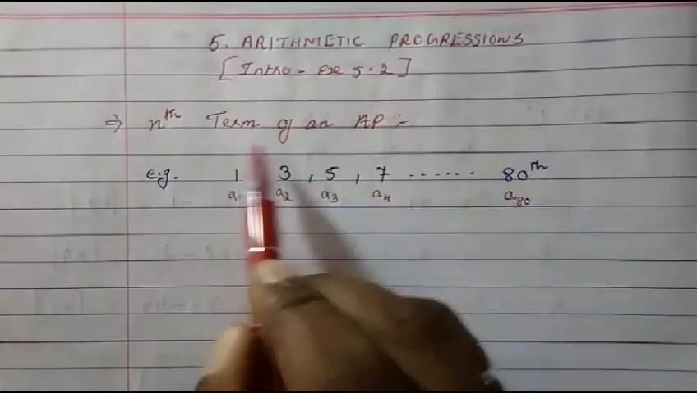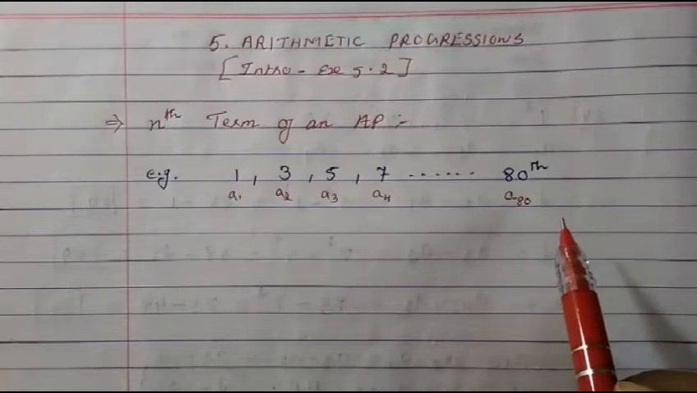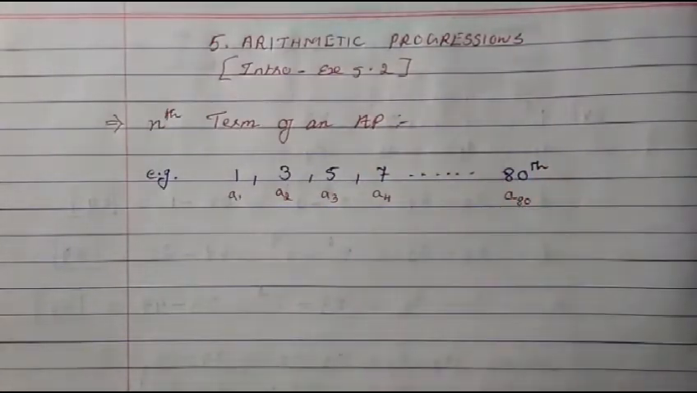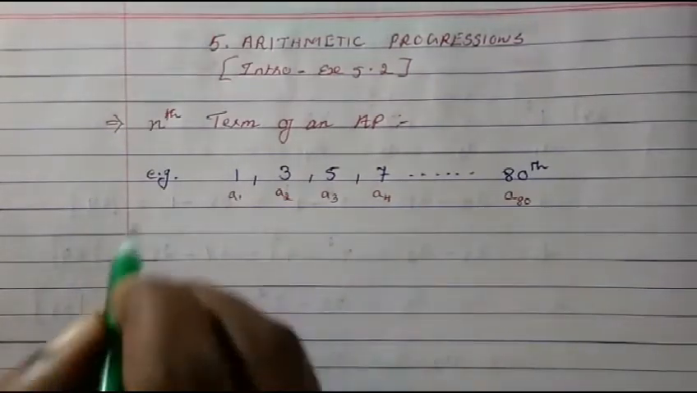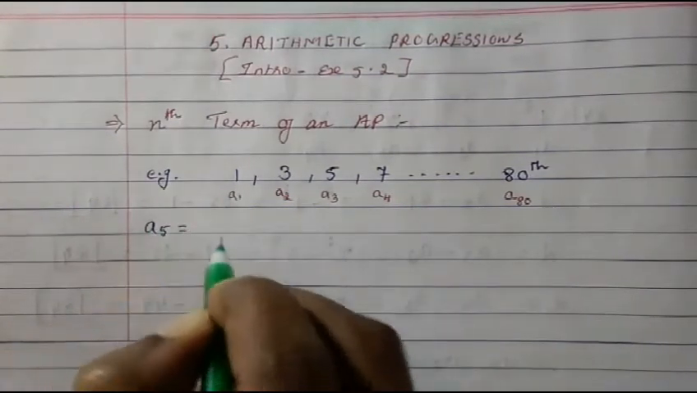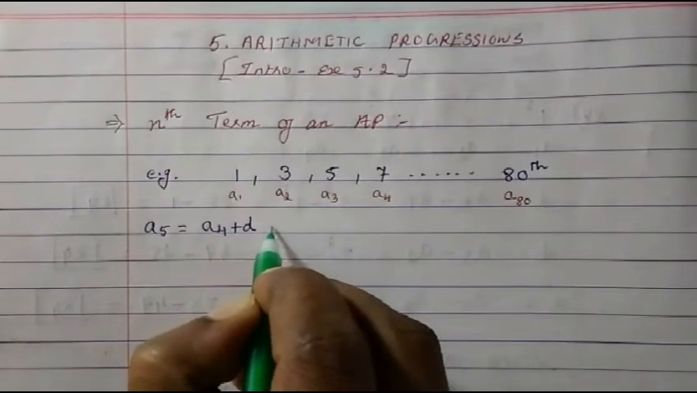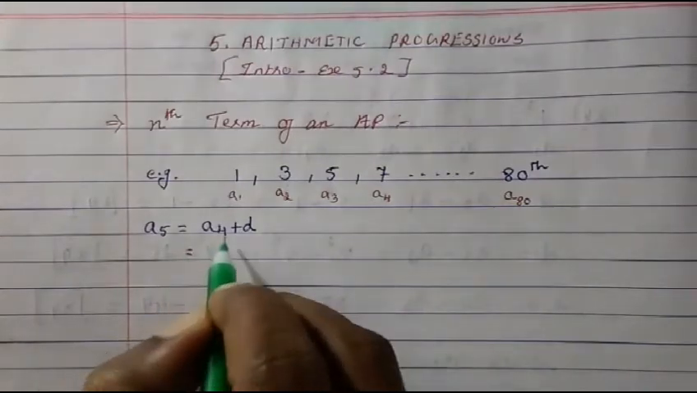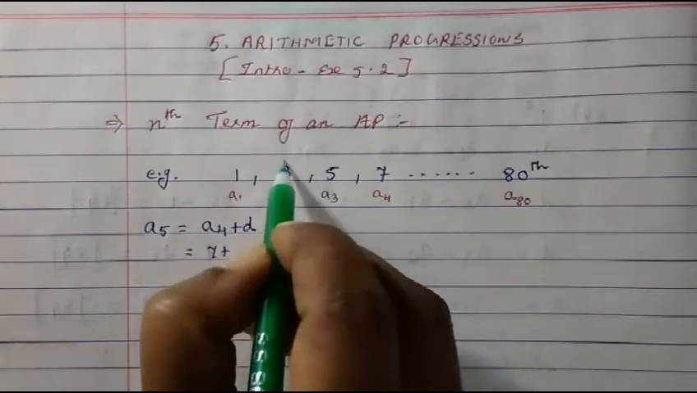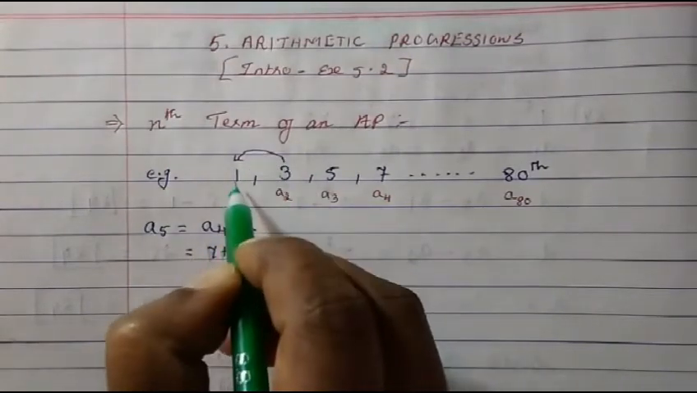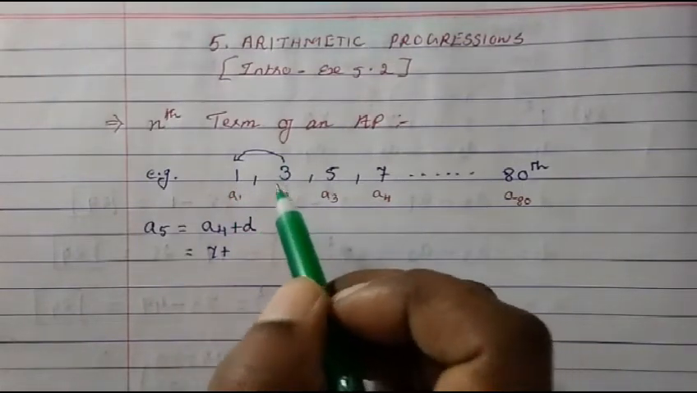This is called the nth term of an AP, whichever term is being asked. To understand this, let's see. For example, how will we find A5? How do we normally find A5? We find it with A4 plus D, we add. A4 is 7. Then what is D? We subtract the first term from A2, that is, A2 minus A1.